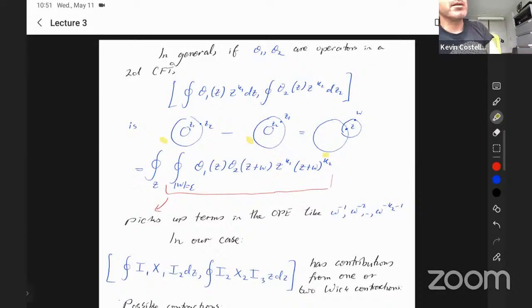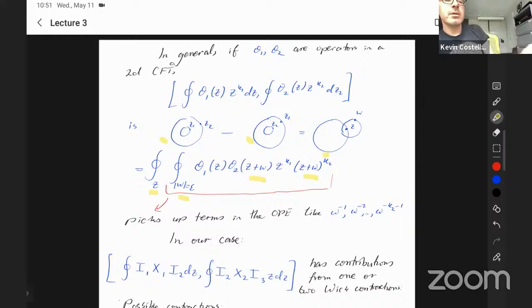So to write that in coordinates, we're going to do a contour integral of Z, just going around in a circle, and a contour integral of W, also going around in a circle, but O2 is placed at Z plus W. And then I also have to have this power of Z plus W to the K2.